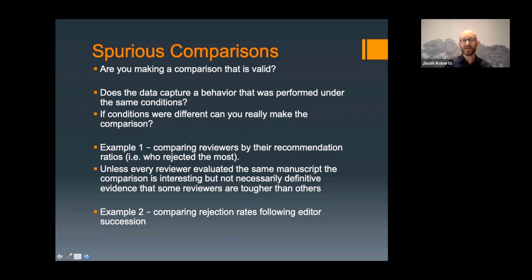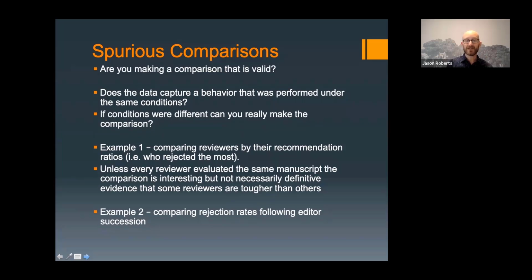So another example of sometimes where the data just simply is something that you shouldn't compare, it makes no sense, is comparing reviewers by their recommendation ratios, i.e. who rejected the most. So you take a list of all your reviewers and say, well, look at this person up here. They looked at 10 papers and they rejected 90% of them. They're a real tough reviewer, and this other person over here at 10 papers, and they only rejected 10% of those papers. But ultimately, unless every reviewer evaluated the same manuscript, the comparison is interesting and it tells you something, but it doesn't tell you the whole story.